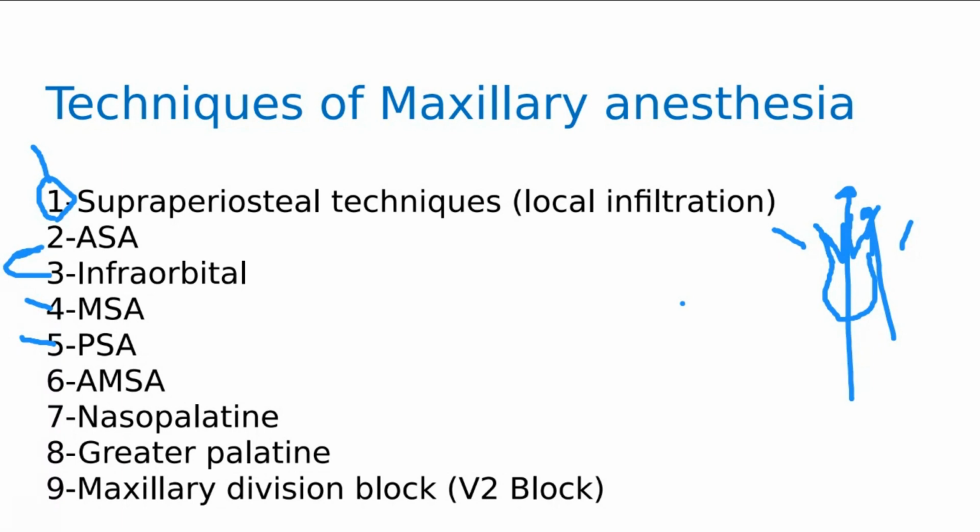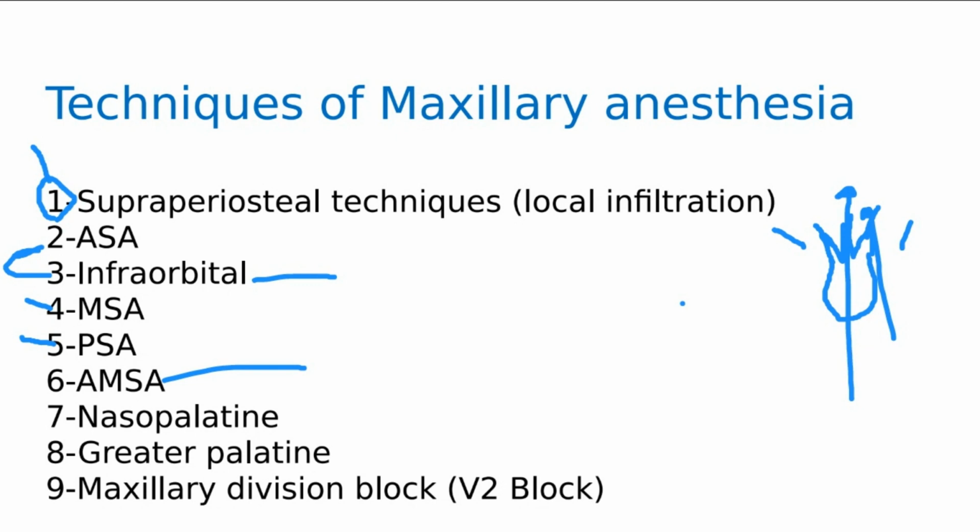Not alternatives, these are the basics. ASA, MSA, PSA, these are the basics. But practically, they use this number 1 a lot. Supraperiosteal or local infiltration. Infraorbital, we will talk about it. But again, if you do it, you get ASA and MSA at the same time. There is something called AMSA, that's a combination of ASA and MSA, but a different approach, and you get both of them at the same time.